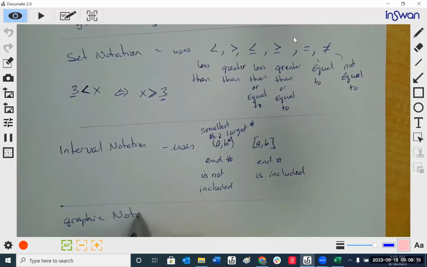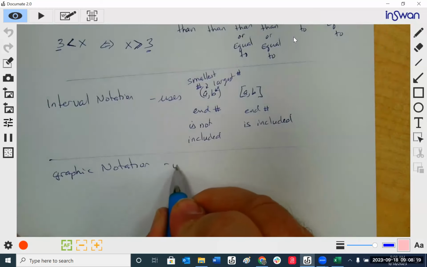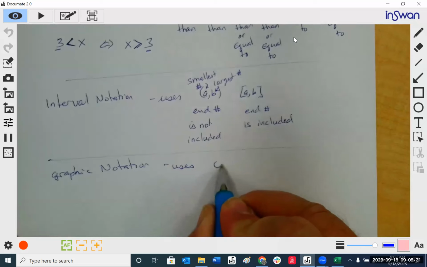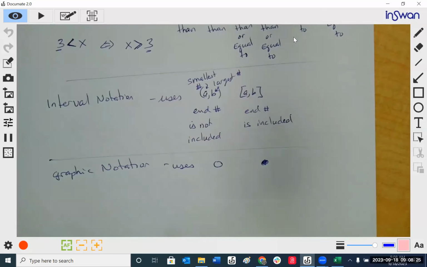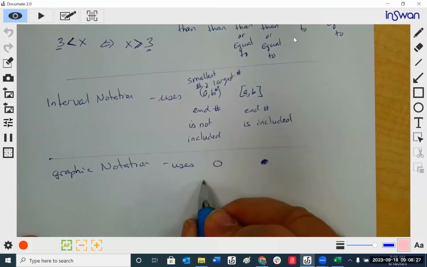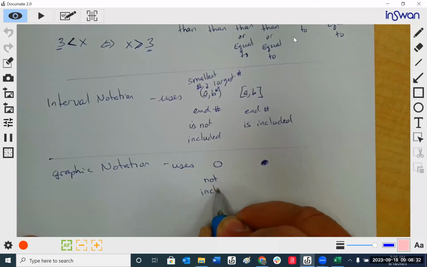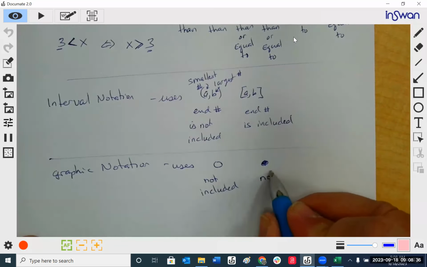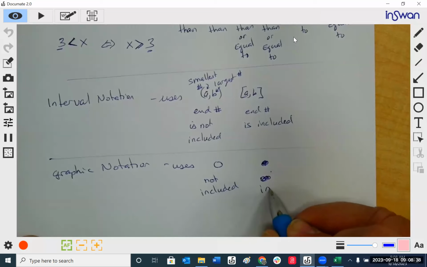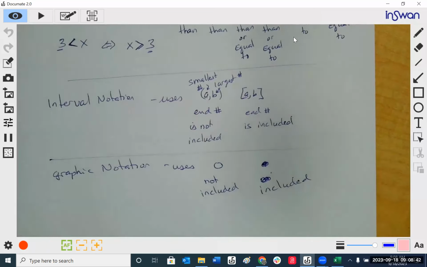And the graphic notation uses open circles and closed circles. An open circle is not included, and the closed circle is included.